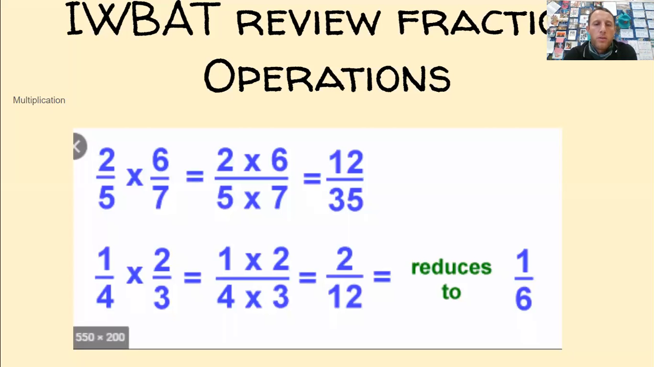Here's the multiplication review. So we have 2/5 times 6/7. They have different denominators, which is totally fine, different numerators. We multiply straight across, which is actually why multiplication of fractions is easier than adding fractions. We get 2 times 6, which is 12, 5 times 7, which is 35. The bottom one is 1 over 4 times 2/3 equals 1 times 2 over 4 times 3. We can reduce that to 1 over 6.